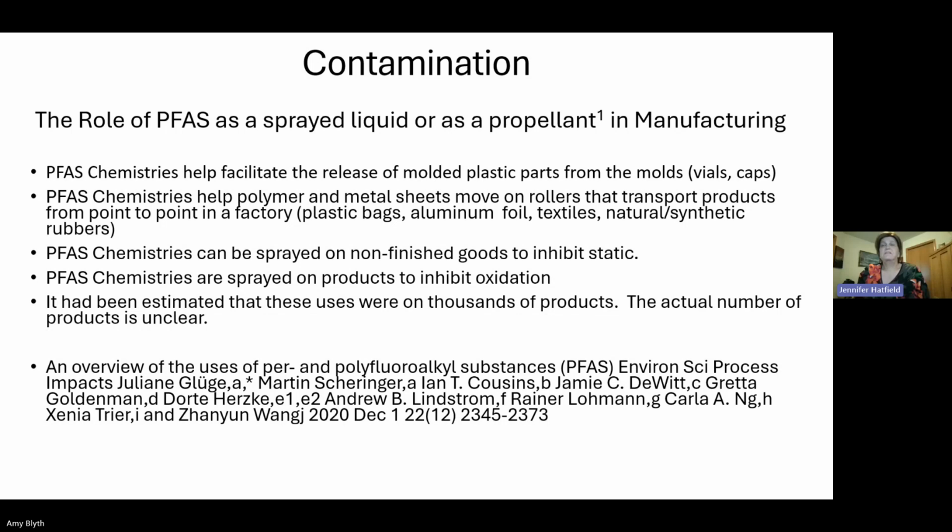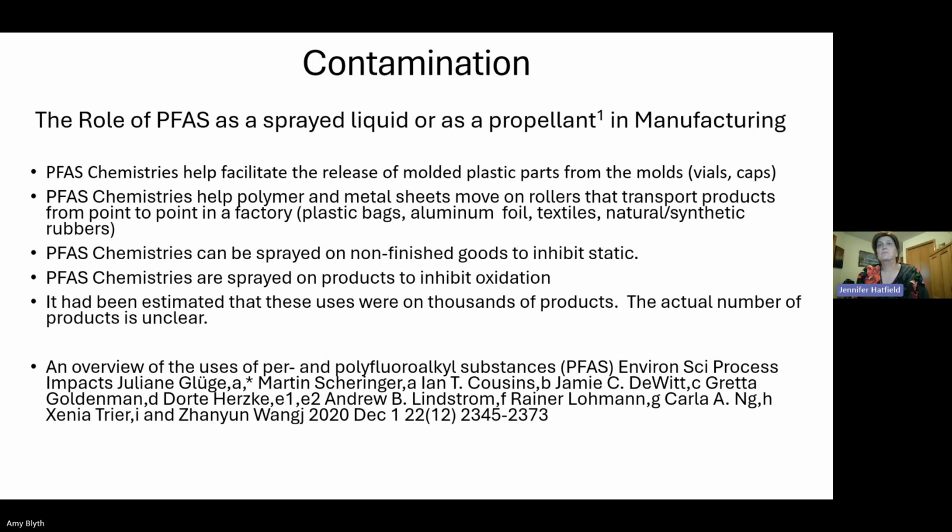Contamination. PFAS chemistries are widely used. Where I was working, they also called it pixie dust level. They put pixie dust quantities of PFAS everywhere, and it helped a lot of things work. So they help release molded plastic parts from molds. Someone has this hot plastic, it has a cold mold here, they put a little PFAS in it, then they pour it in there, and it helps it pull out, and you get a nice clean little mold.